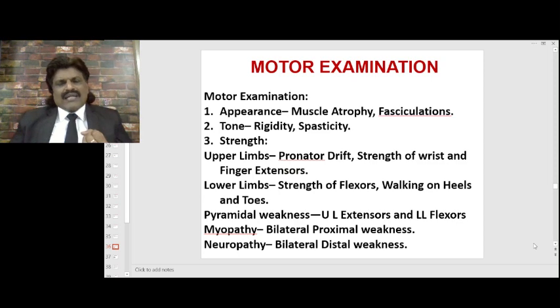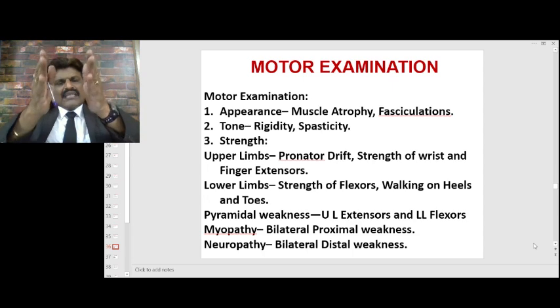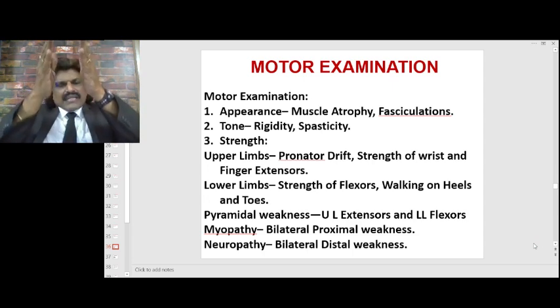One is the motor tract, that is the corticospinal tract. Second M is the medial longitudinal fasciculus. Third is the medial lemniscus. Fourth is the motor nuclei of the cranial nerves. So the tracts which start with the letter M are placed medially.